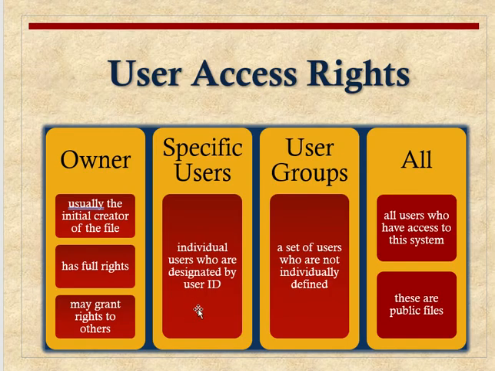Okay. So the categories of users are: the owner of the file, then specific individual users designated by their ID, then user groups, a set of users not individually defined but only as groups, and finally all users, all users who have access to the system, and these are for public files.